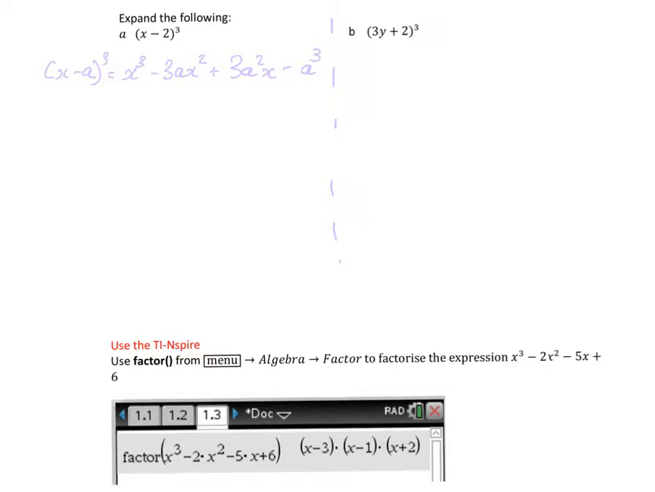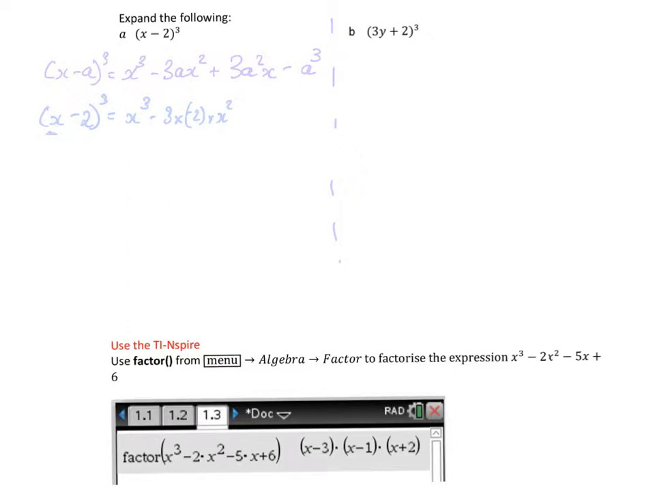Now that can be tricky, so let's see how we would go about doing it for the one that we've got, which is x minus 2 all cubed. Okay, what is our first term? It is x, so it is x cubed. Okay, now it's minus 3 times the second term, and our second term here is minus 2. All right, and our first term squared, and our first term is x, so times by x squared.